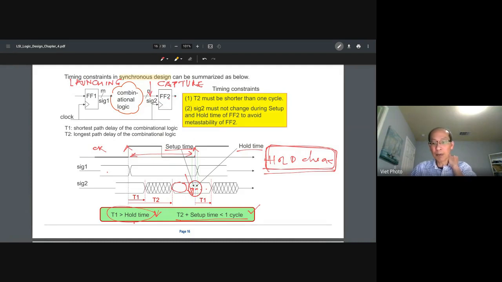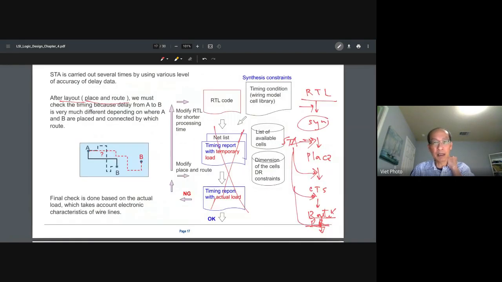But the picture here is a very simple picture. It doesn't tell much about what we really do in the STA. That's why I want to skip that quickly.